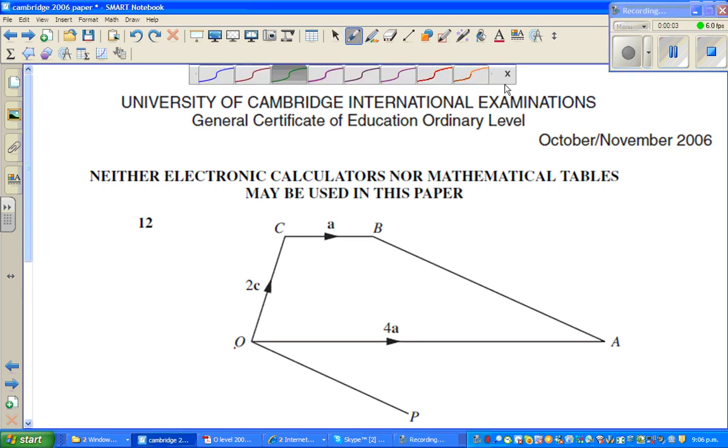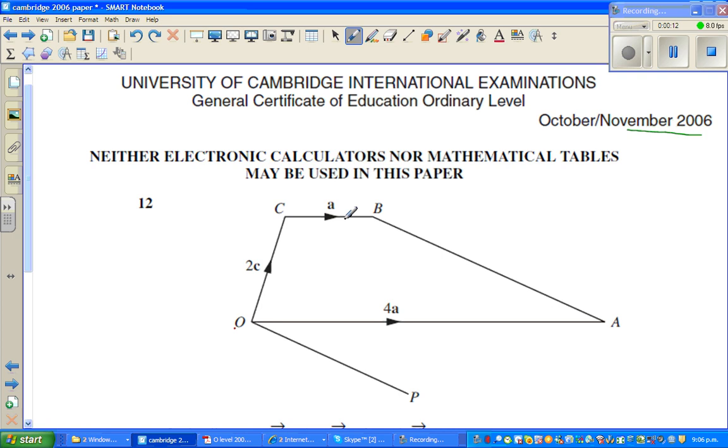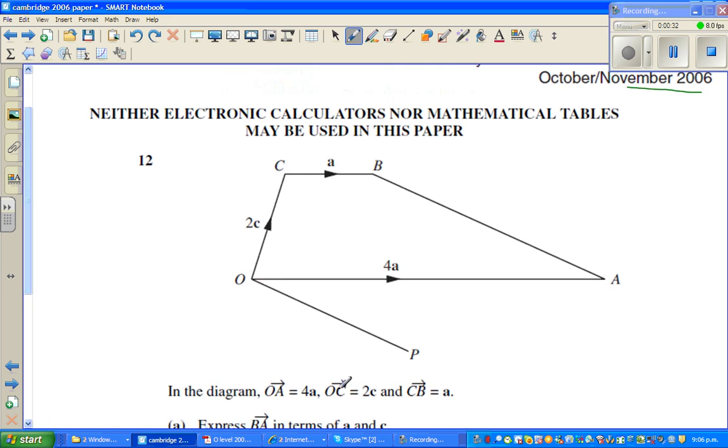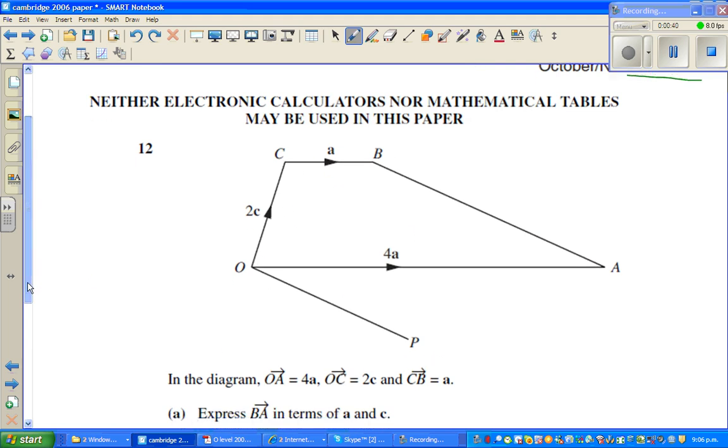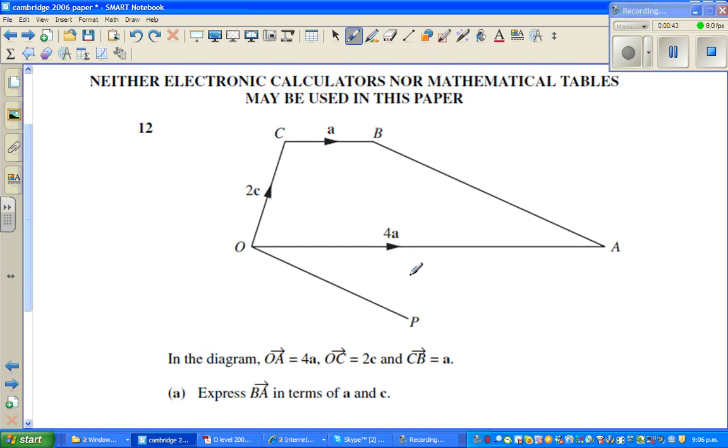Continuing again with the Cambridge examination of November 2006. This is a question on vectors. This is a diagram showing us the vector form. This is OC, which they are giving as 2C, CB is 2A, and these two are parallel, so this vector is 4 times this vector. OA is 4A, the vector OC is 2C, CB is 2A. The question is to express BA in terms of A and C.